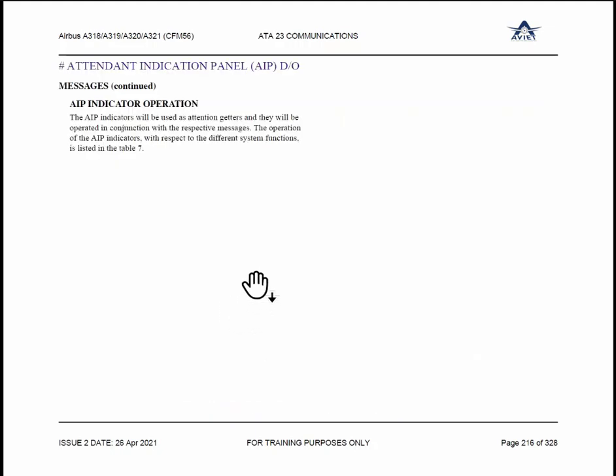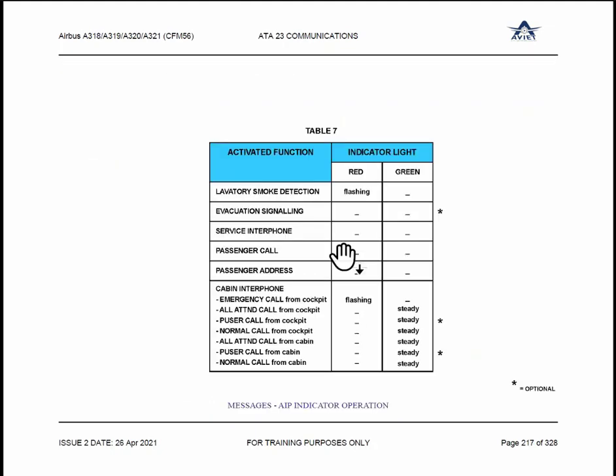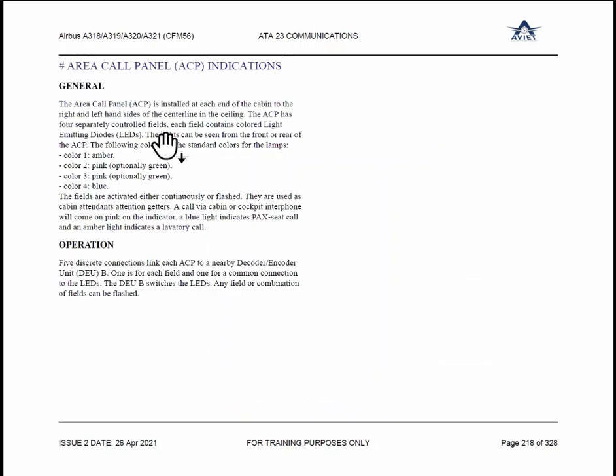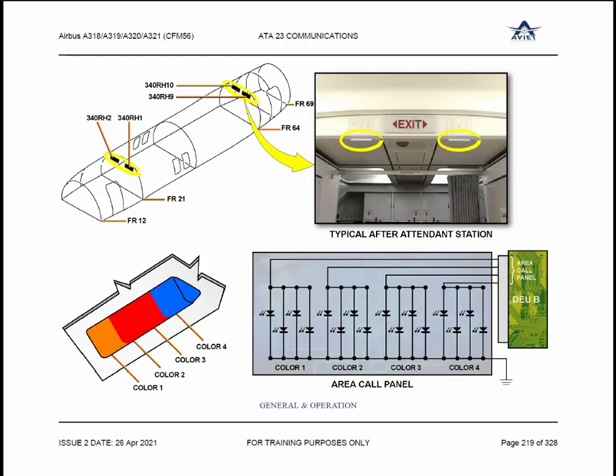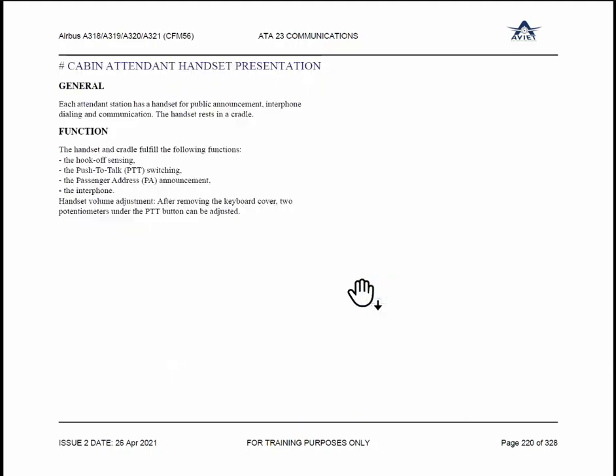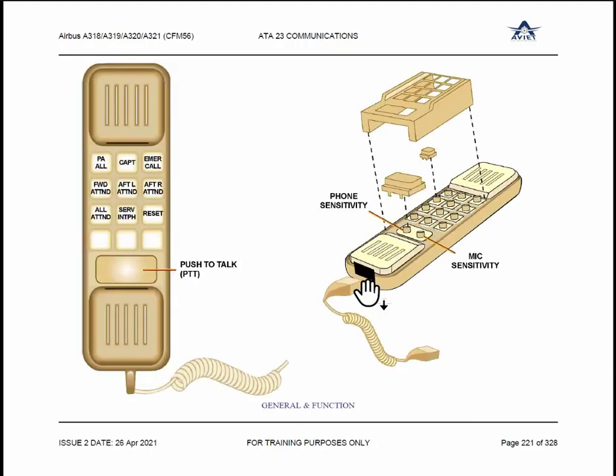AIP is same. Ditto same pages, no change. ACP is also same, the area call panel. Any change do you find here? Area call panel: same number, same color, same function. Handset. Same.